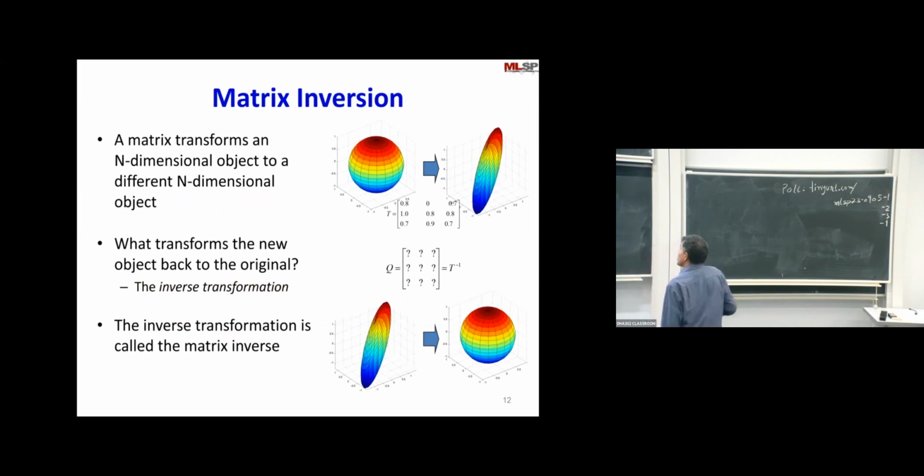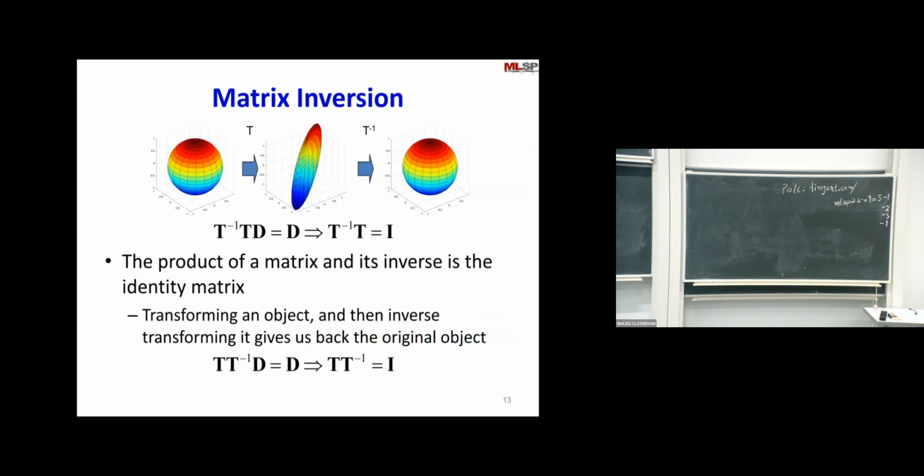A matrix transforms an n-dimensional object into a different n-dimensional object. It would start with a sphere, it makes it an ellipsoid. What transforms the ellipsoid back to the sphere? The inverse of the matrix, right? It is an inverse transformation. So if I have some T which transforms one object to the other, T inverse is going to transform it right back. I can transform a sphere with a matrix, it becomes an ellipsoid. I can transform the ellipsoid with the inverse of the matrix, it's going to become a sphere again.